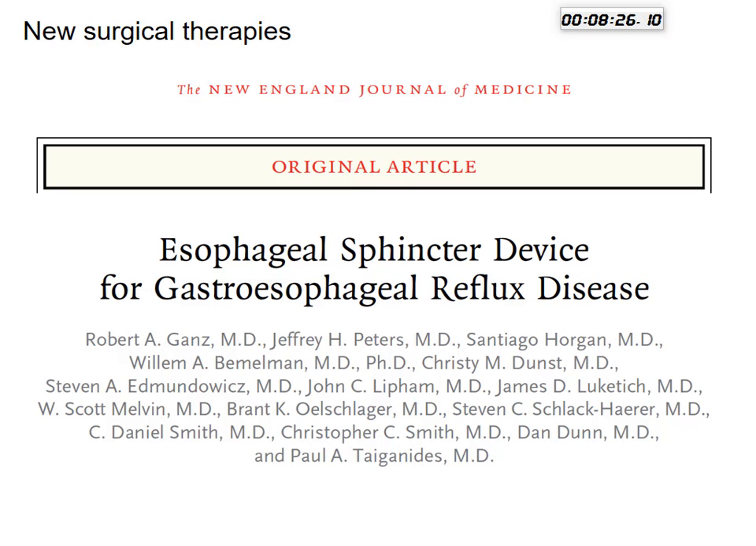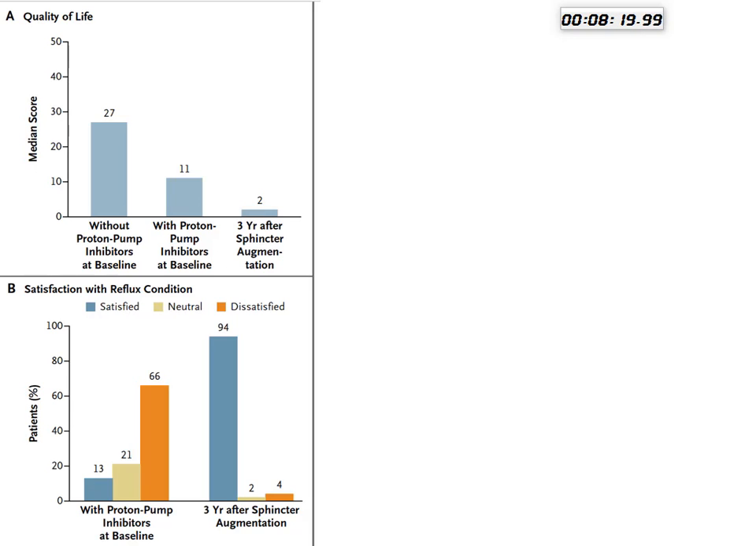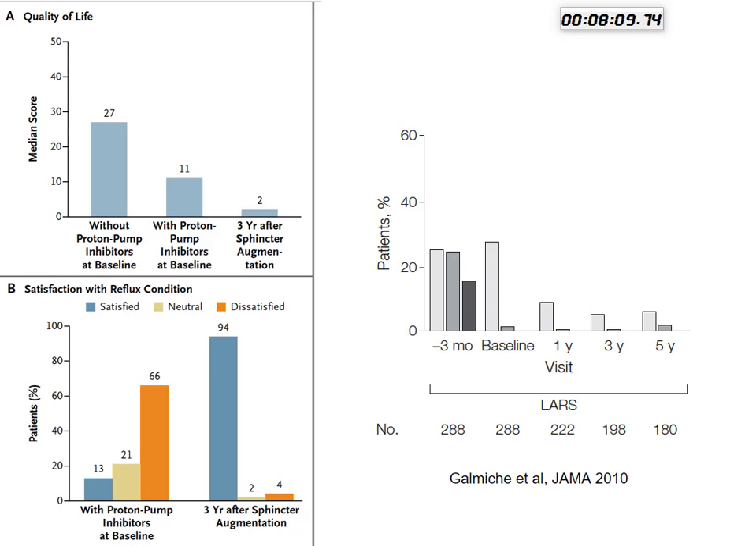And it was good enough to be published in the New England Journal of Medicine in a surprisingly uncontrolled trial. And the outcomes were good. Patients tend to stop PPIs, so the symptom scores improve, and importantly, the reflux scores improve. And they improve to a similar level to that seen with laparoscopic fundoplication. We don't have the long-term data yet.